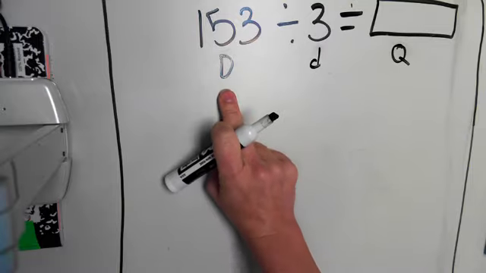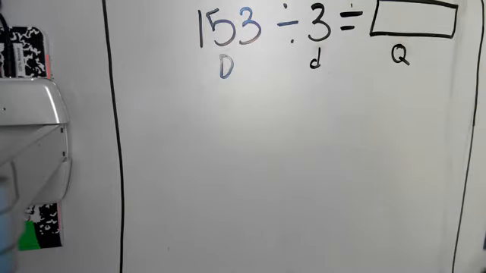My dividend gets a large D, my divisor gets a small d, because my dividend is my larger number and my divisor is my smaller groups. And I'm always looking for how many in each group.